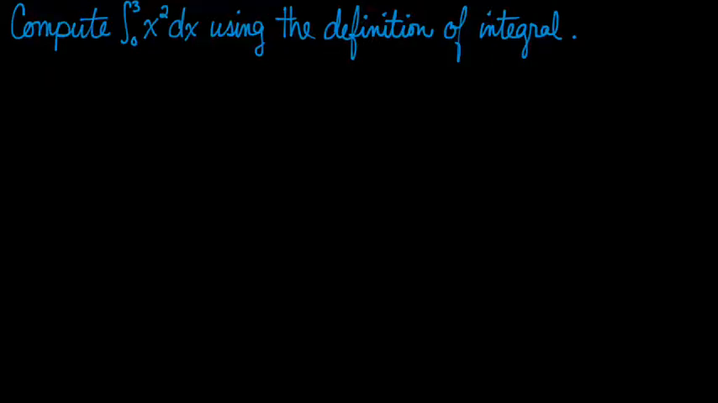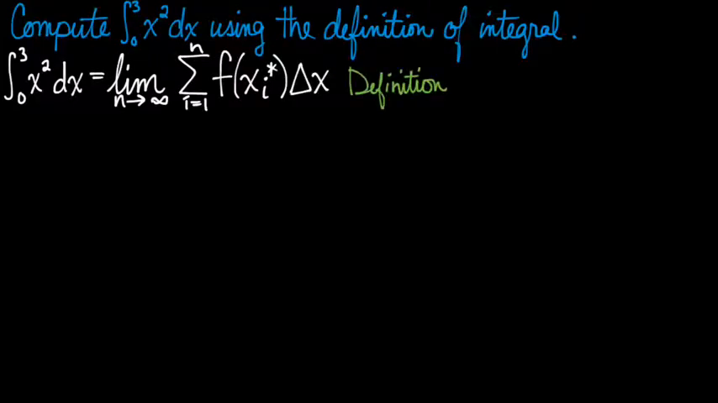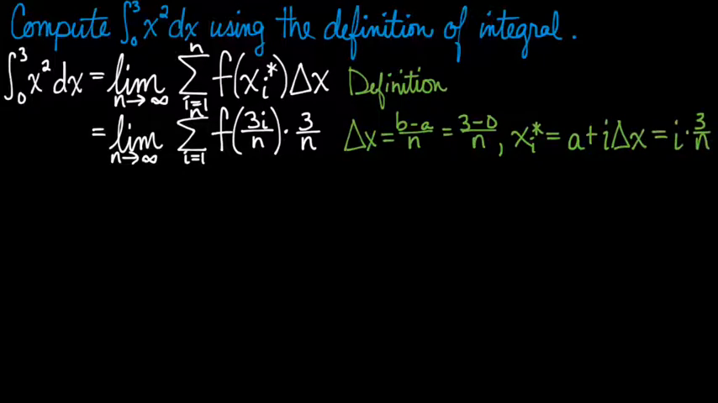I'm going to compute the integral from 0 to 3 of x squared dx using the definition of integral and not using antiderivatives. First, I want to copy down the definition of a definite integral straight from my notes. This is the same first step every time I do this kind of problem. The next thing I do is figure out what xi star and delta x are going to be.